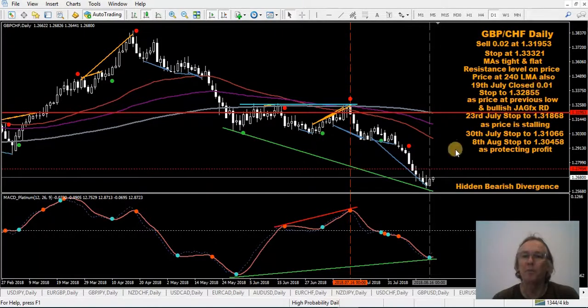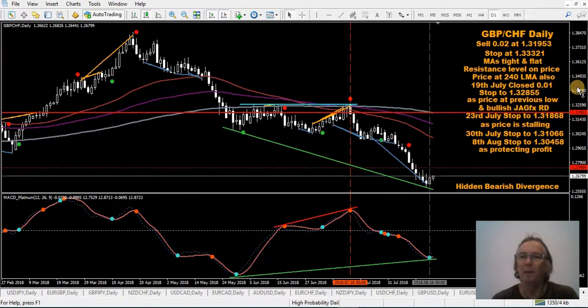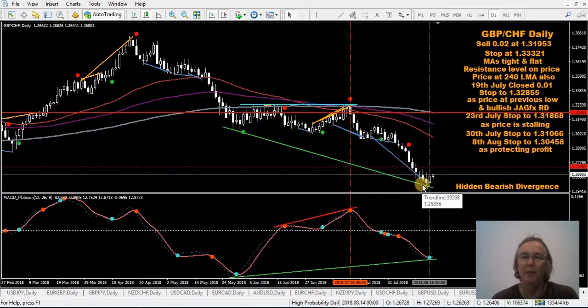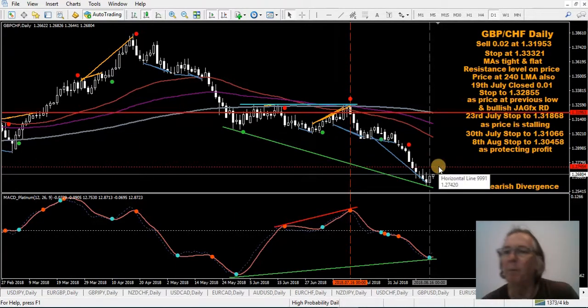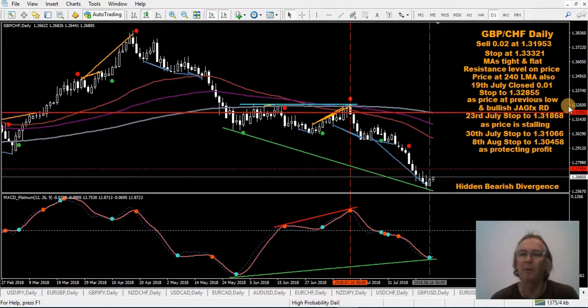Pound Swiss, similar to the New Zealand yen, new blue dot on MACD platinum. In a sell from back here, move my stop down to 1.27454. So just move my stop down on my pound Swiss. Just look at my notes as I do this, make sure I'm on track. Yep.